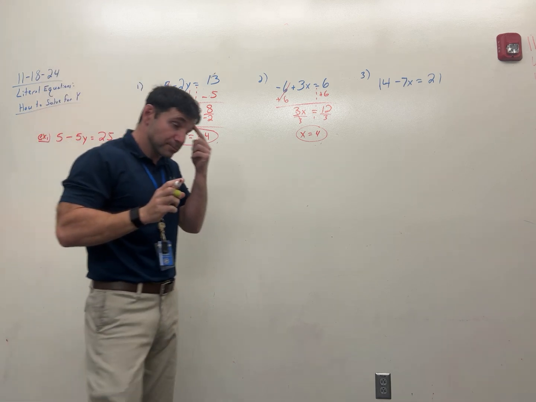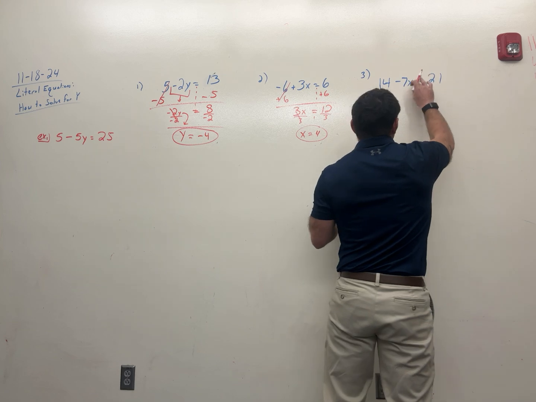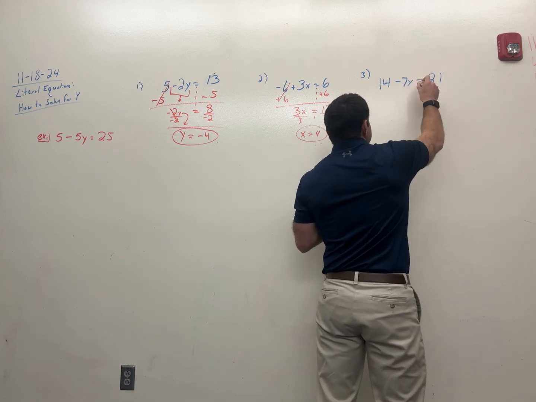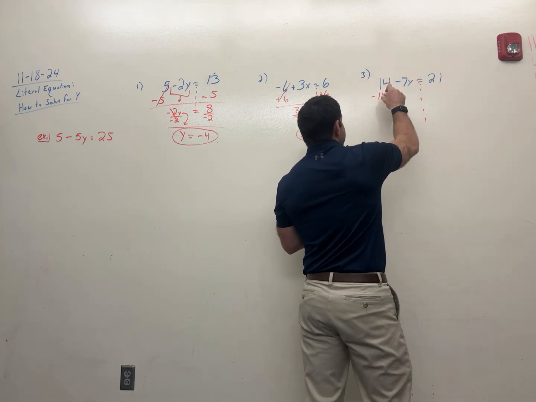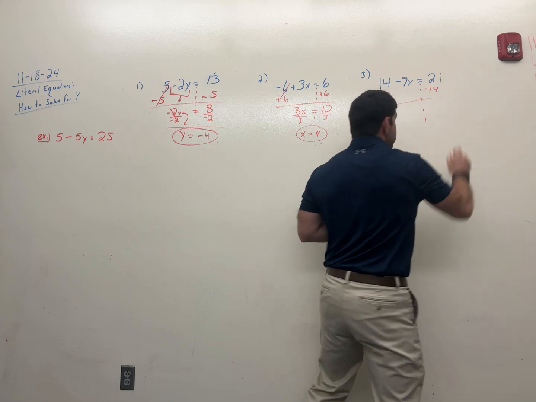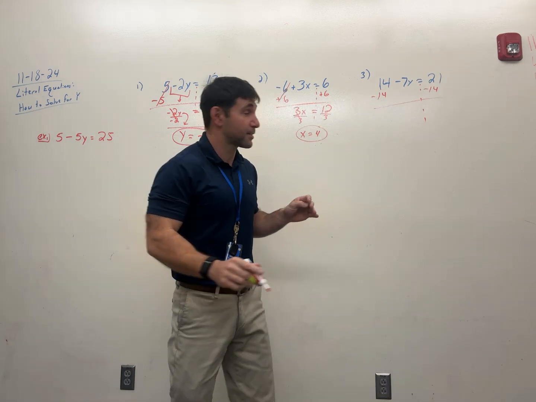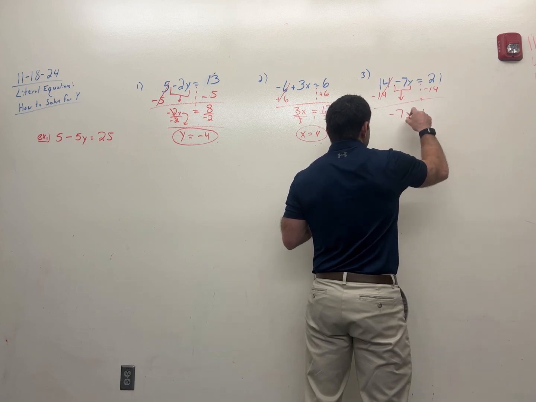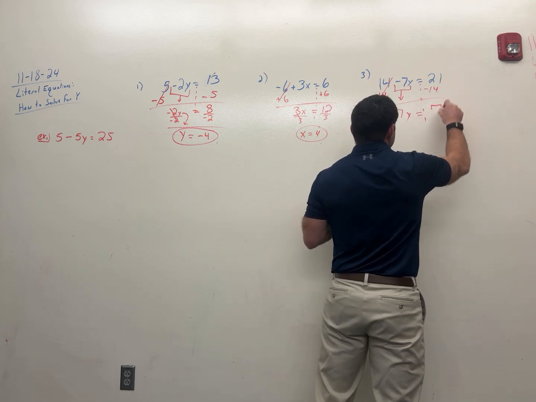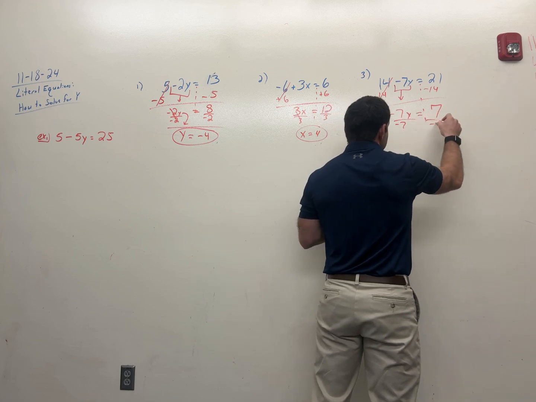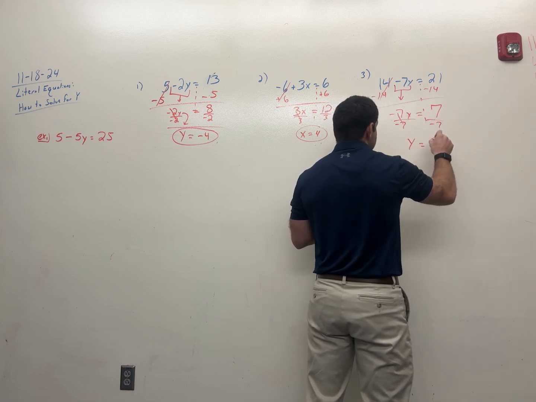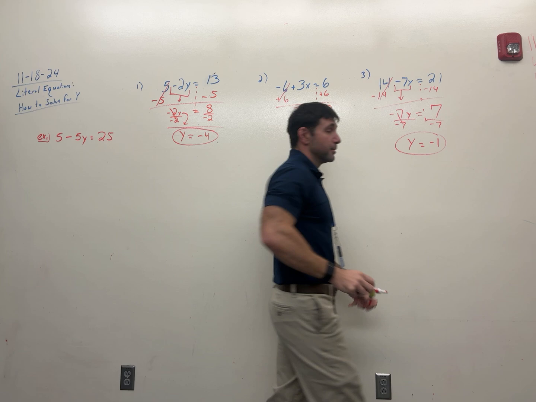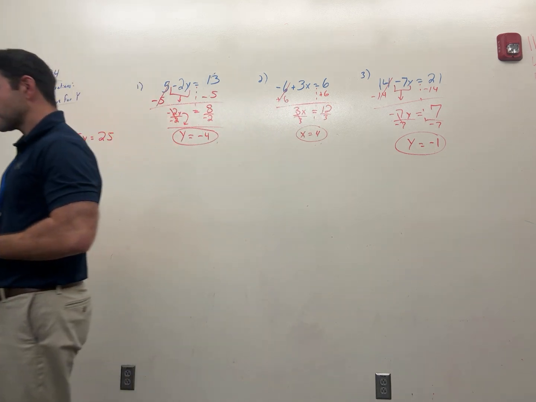Okay. Last but not least, I'm going to make this a y, just because I can. I have to subtract 14. Is everybody still with me? I subtract 14. 14 minus 14 is 0. Negative 7y drops down equals 21 minus 14 is 7. Divide each thing by negative 7 gives me y equals negative 1. Okay? Questions?